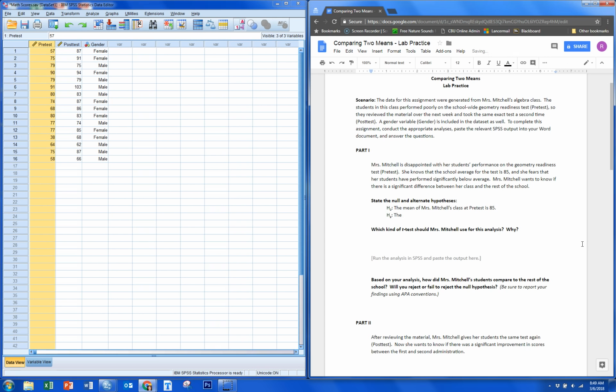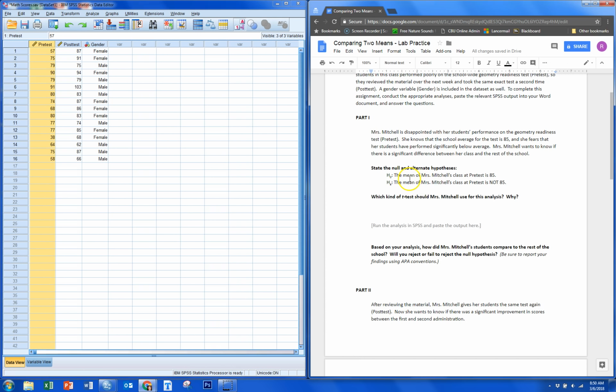In this case, we're going to use a bidirectional hypothesis, simply state that the mean is different. So the mean of Mrs. Mitchell's class is not, at pretest, let's clarify, is not 85. It's different from 85. It's statistically not 85. This notation here is H sub 0, which is the notation for a null hypothesis. This is H sub A. The A stands for alternate. Sometimes you'll have more than one hypothesis to test, and you'll have H sub 1, H sub 2, H sub 3, and so forth. Or sometimes even with one hypothesis, you'll just see H sub 1. So two different types of notation you may see here.